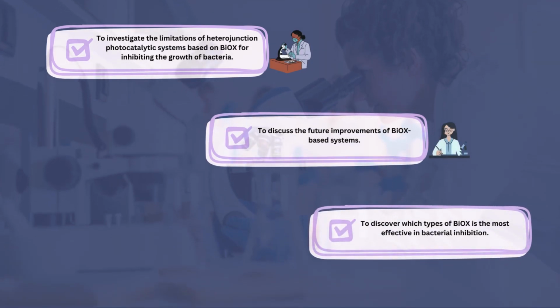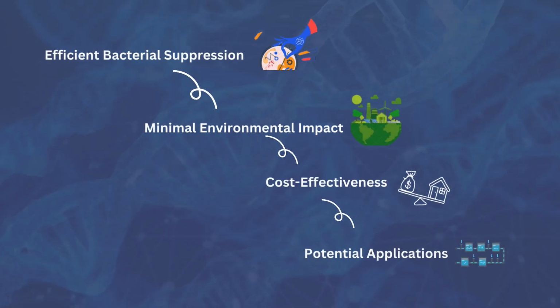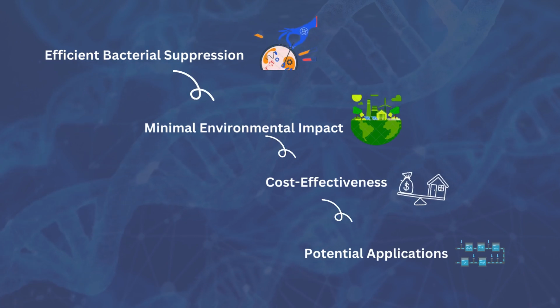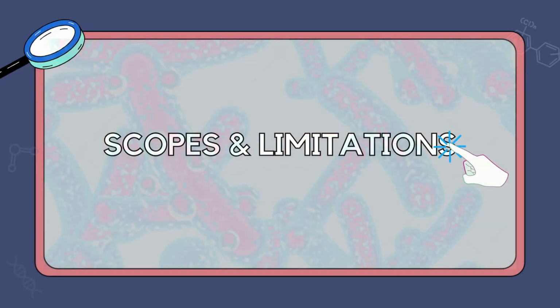General objectives. The first objective is to investigate the limitations of heterojunction photocatalytic systems based on BioX for inhibiting the growth of bacteria. Second, to discuss the future improvements of BioX-based systems. And lastly, to discover which types of BioX is the most effective in bacteria inhibition. Significance of study. The first significance is efficient bacterial suppression. Second, minimal environmental impact. Third, cost effectiveness. And lastly, potential applications. Scopes and limitations.